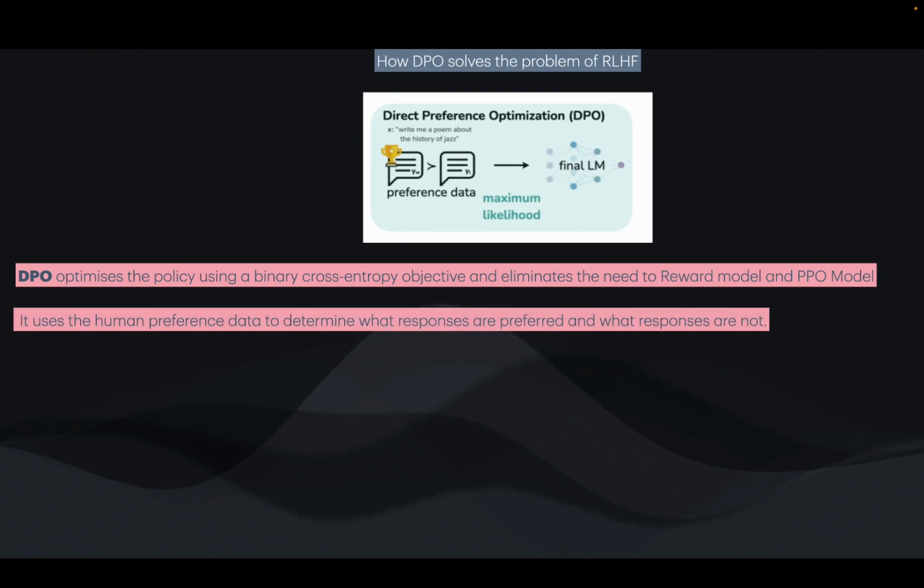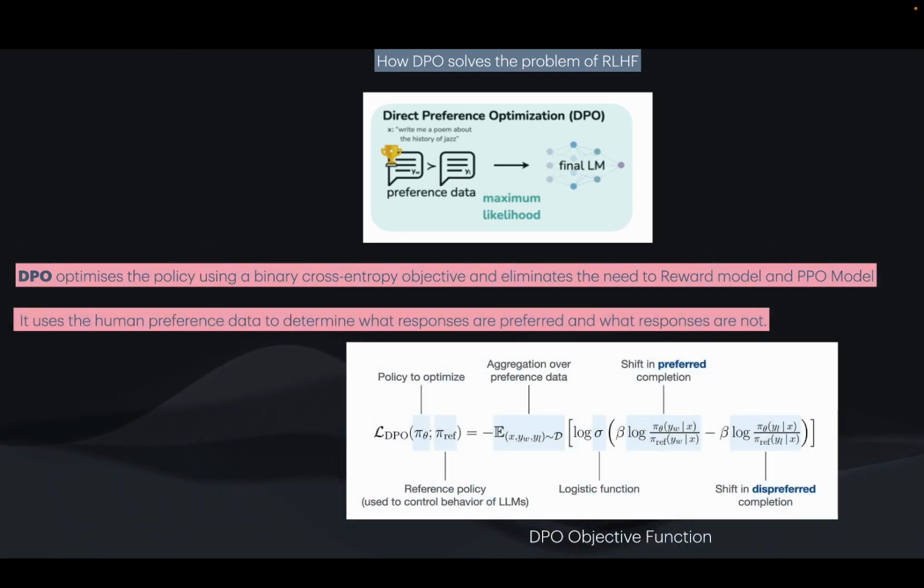So here also we kind of use the preference data set, which will determine what responses are preferred and what responses are not, right? So this DPO also has an objective function. So this is kind of the derivation of this objective function.